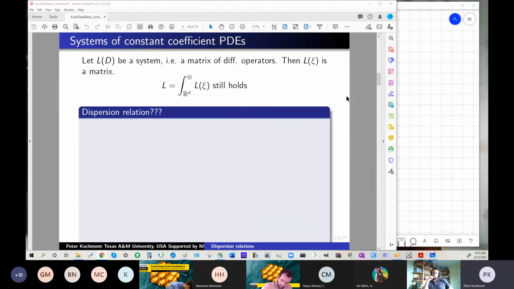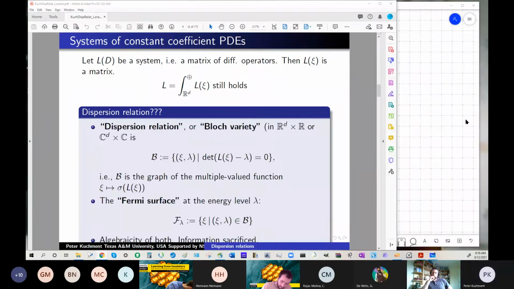Now, let's get a little bit closer to the periodic case. L will now be not a scalar operator, but a matrix of differential operators, a system. Then L of xi will be a matrix. And this decomposition via Fourier transform still holds. But now what would we call this dispersion relation, quote unquote? The problem is that L of xi is now not a scalar. You cannot graph it. It takes values in matrices. So then we kind of simplify our life. And instead of considering L of xi, we only consider the spectrum of L of xi.